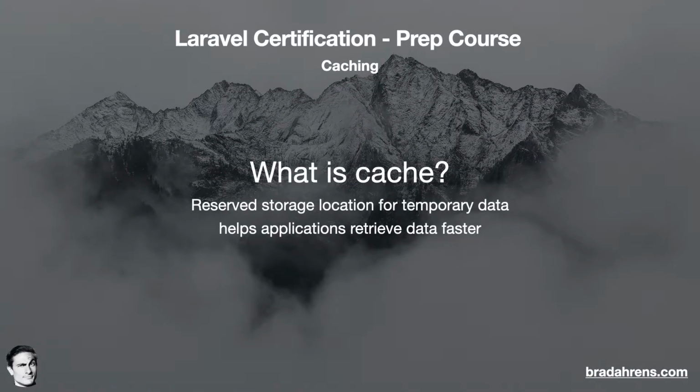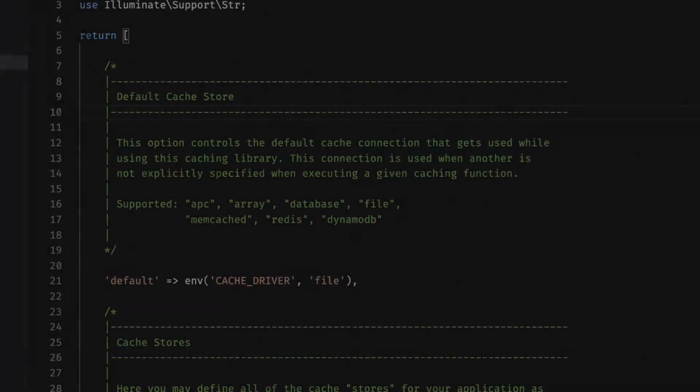So first of all, what is cache? Well, it's simply a reserved storage location that collects temporary data to help things load faster. In our case, that will be our website, but it can be used in other circumstances as well, such as in mobile applications and desktop software. It essentially acts like a memory bank, allowing the website or application to retrieve data faster.